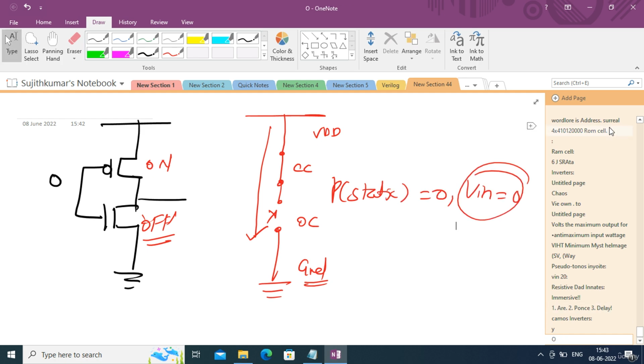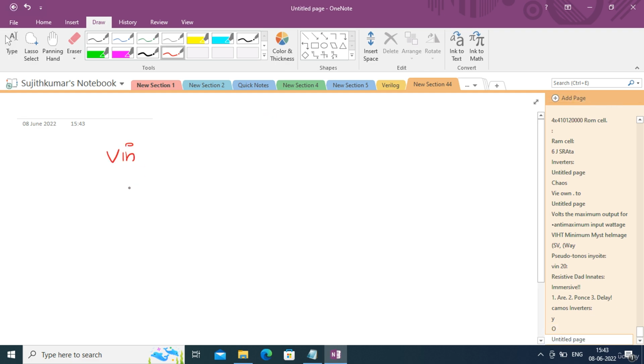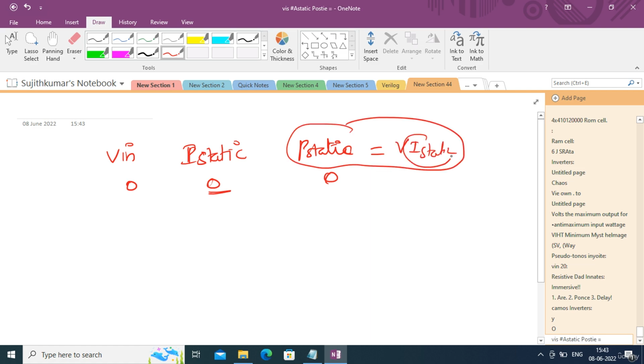So there are only two possibilities here, right? When the input is 0, the static current cannot flow because there is no path between VDD and the ground, and the static power also will be what? It will be 0 because there is no current; static power equals voltage times static current. So when you substitute 0 here, power will become 0. When the input is 1, again the current cannot flow because the PMOS will not be active. There is no path between VDD and ground. In that case also the static power consumption is 0.